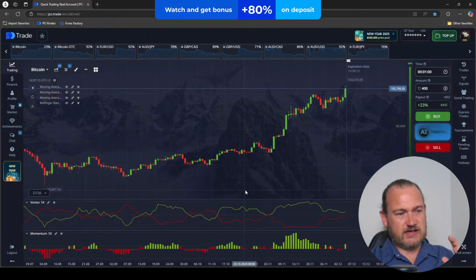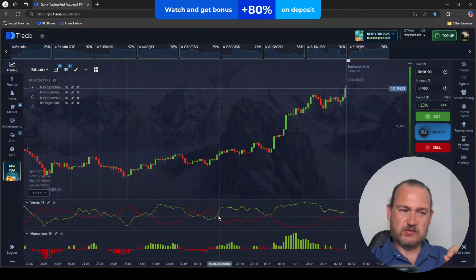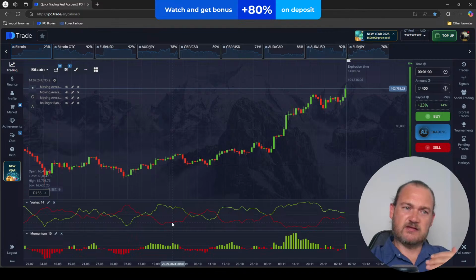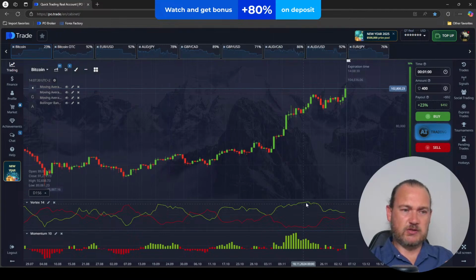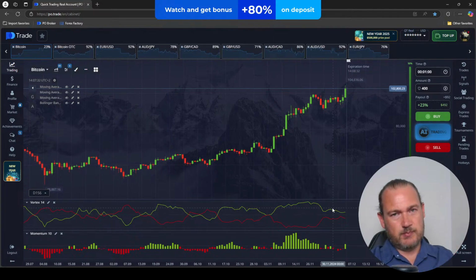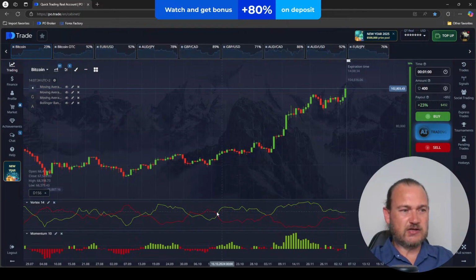If we follow the strategy here, we're going to be looking for areas where the Vortex crosses. So the red line represents the VI minus, and the green line is VI plus. When we're moving in a bullish trend, the green line will be dominant. When we're moving in a bearish trend, the red line will be dominant.